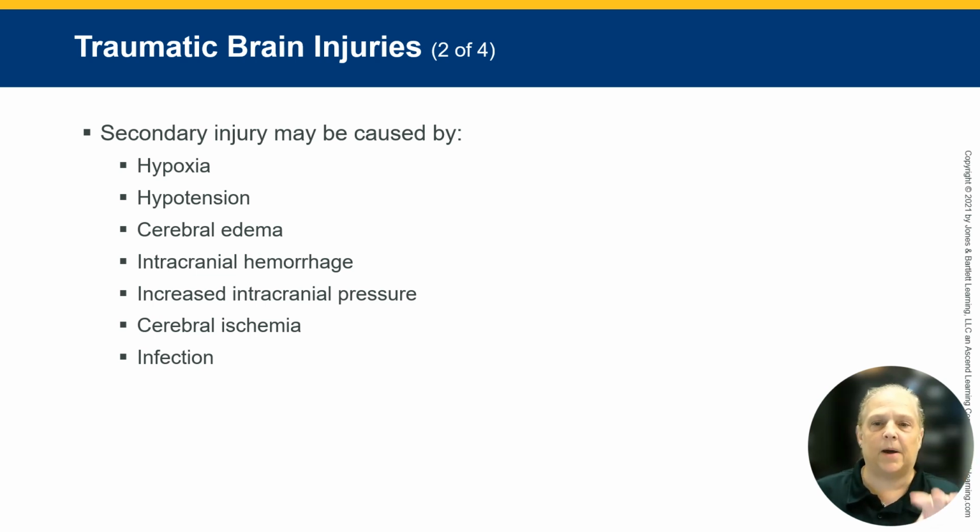Hypoxia and hypotension are the two most common causes of secondary brain injury, and they increase the death and disability of the patient significantly. These secondary injuries can occur a few minutes to a few days after the initial head injury. They're not necessarily going to be instantaneous.